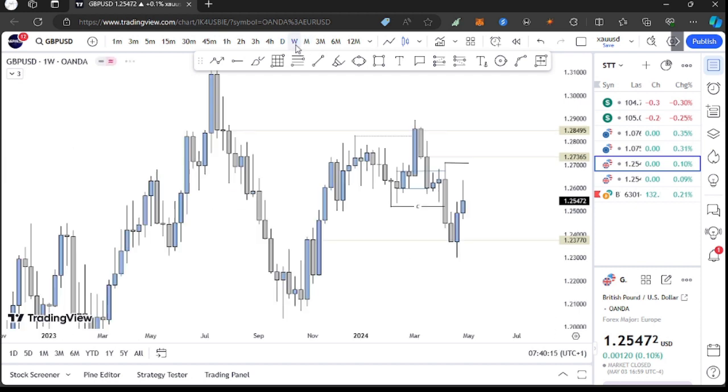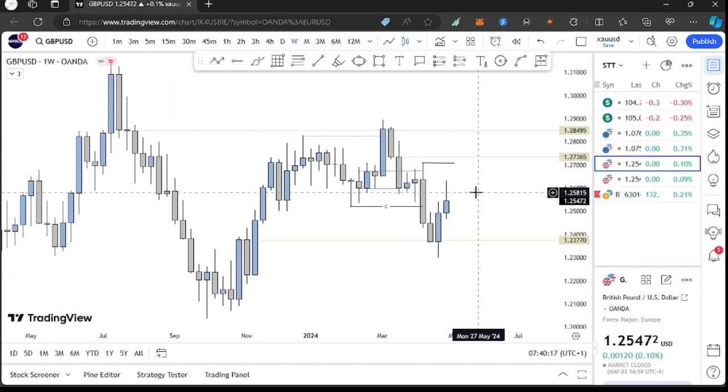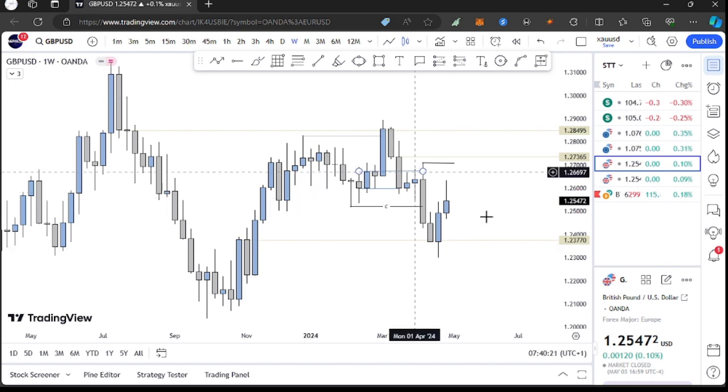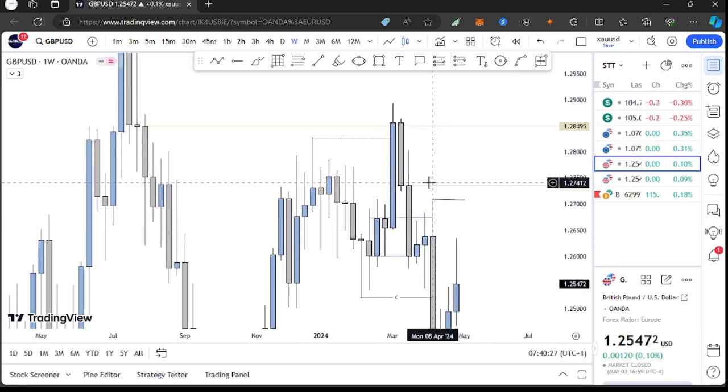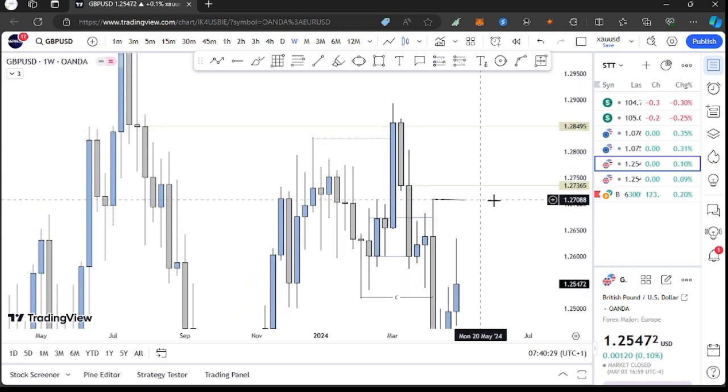We'll go to the weekly to look at where we are. So we have this pullback, and then this is the next weekly level. That's an open and close level, and it is close to this inducement.